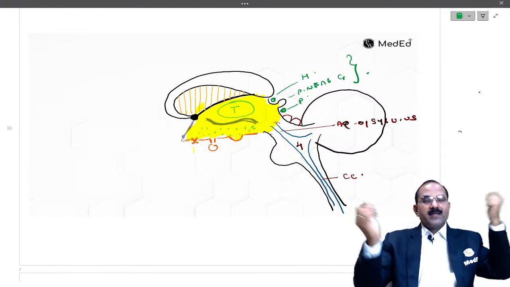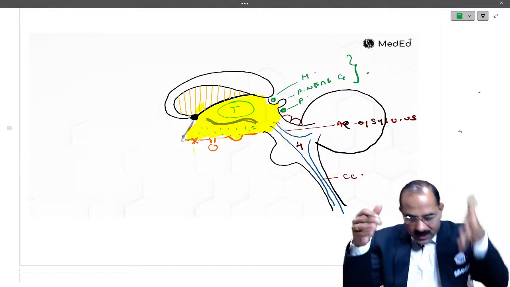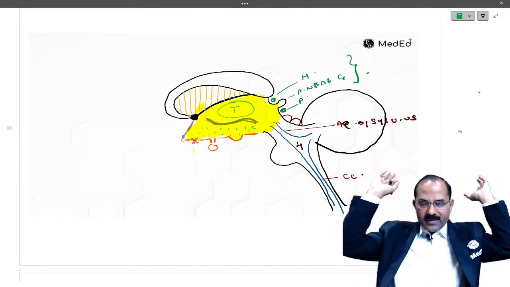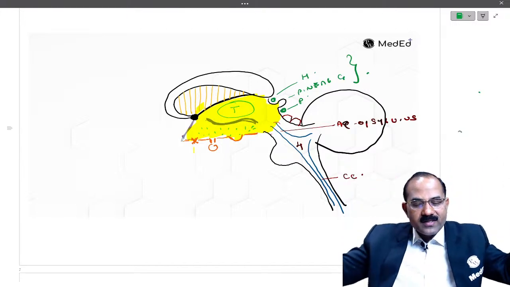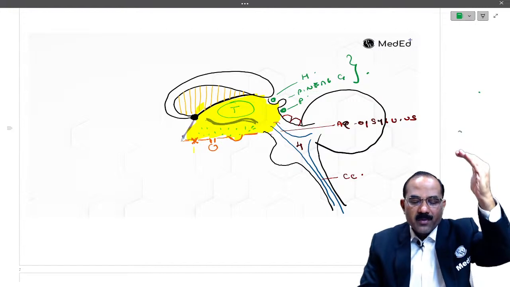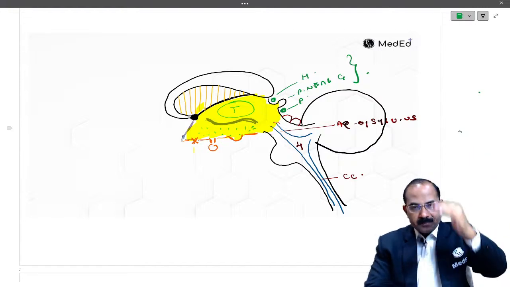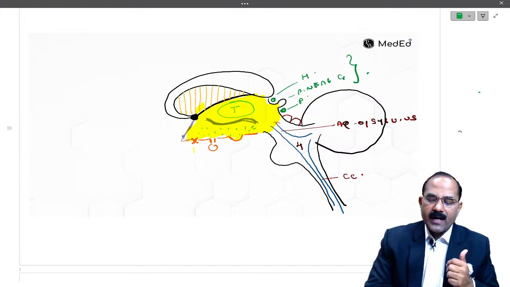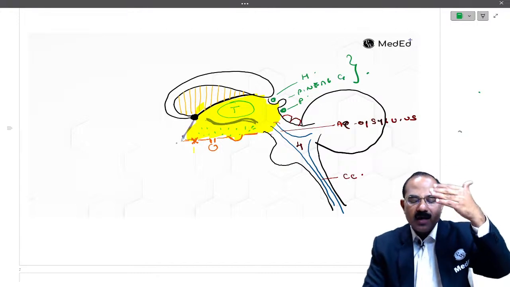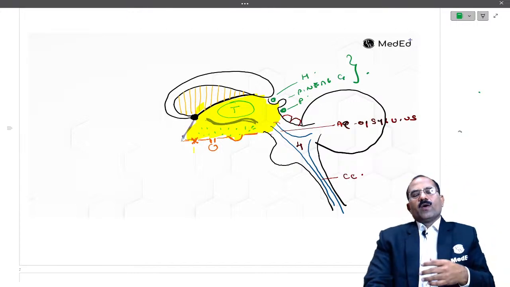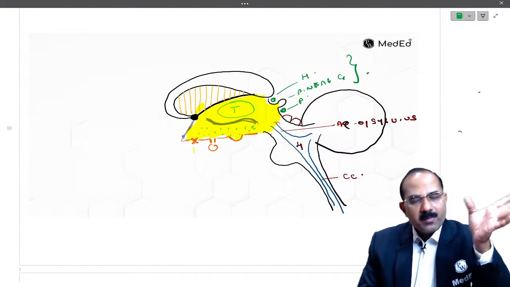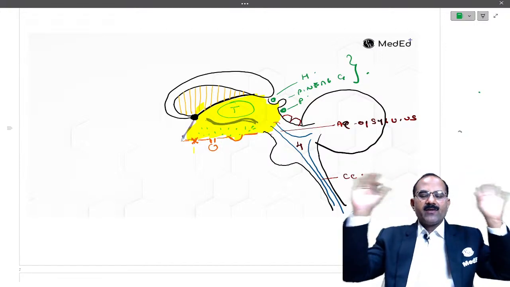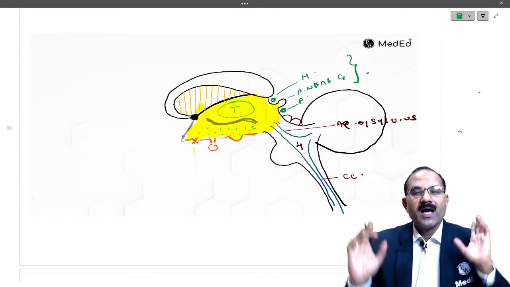You're sitting inside the third ventricle. The upper corner is the roof, below is the floor, in front is the anterior wall, and behind is the posterior wall. And what are these two walls? Lateral walls. So the roof is formed by the fornix. The floor is formed by the optic chiasma, the pituitary stalk, and the mammillary bodies. The anterior wall is formed by the anterior commissure and the lamina terminalis. The posterior wall is formed by the epithalamus, and the lateral walls are formed by the thalamus and hypothalamus.